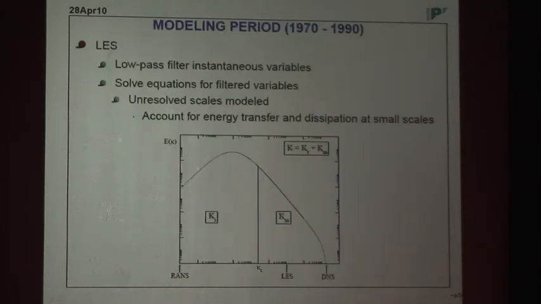Okay, LES, for those who may not be aware of some of the details of that. Basically, it's a low-pass filter. Remember I said earlier, filtered equations?